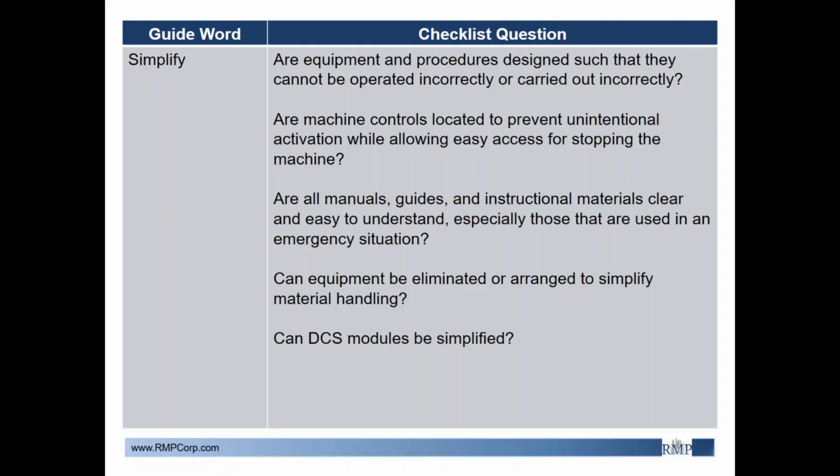Another question is, are machine controls located to prevent unintentional activation while allowing easy access for stopping the machine? Are all manuals, guides, and instructional materials clear and easy to understand, especially those that are used in an emergency situation? For example, can procedures be simplified by reducing excessive reliance on human action to control the process? Can equipment be eliminated or arranged to simplify material handling? For example, can equipment be gravity-fed instead of using pumps? Can the congestion of equipment be reduced, or can flow paths be shortened?